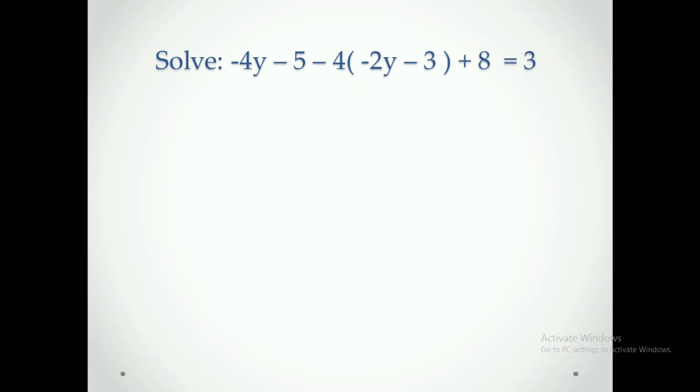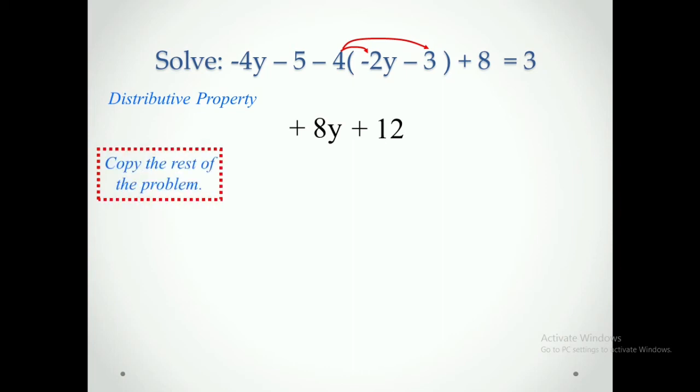Alright, here's another one. Looks a little bit tricky, but it's the same procedure. So again, parentheses, use the distributive property. Using the distributive property means we're going to be multiplying not just 4 but -4 by each term inside the bracket. So -4 times -2y, that will give us a positive 8y. Again, -4 times -3, that will give us a positive 12. Just copy the rest of the problem, and then we have -4y minus 5 plus 8y plus 12 plus 8 equals 3.